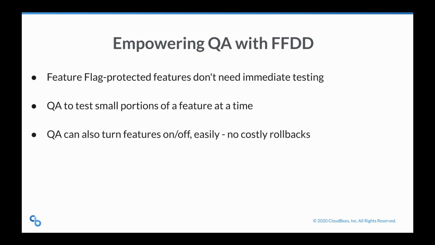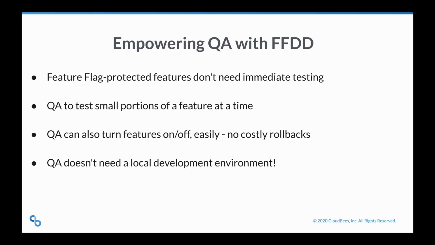QA can also turn features on and off easily. So again, if something gets released to production, your QA team can step in and say, hey, you know what? We think that this feature should be turned off right now because of X, Y, Z, which I think is an empowering thing for QA teams.